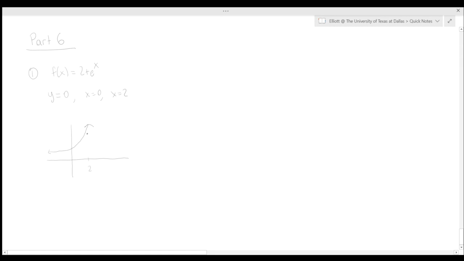So next I'll mark here x equals 2. X equals 0 would be here at the y-axis, and y equals 0 would be here at the x-axis, okay? So we're trying to calculate the area of this region.